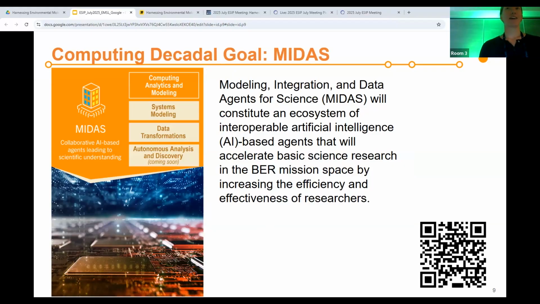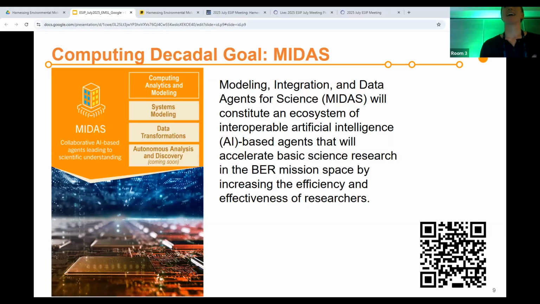But from a high level, with Modeling, Integration, and Data Agents for Science, or MIDAS, we love our acronyms, this aims to identify high-value opportunities where agentic workflows in predictive modeling, data analytics, and integration can accelerate science by increasing efficiency for multidisciplinary research teams.